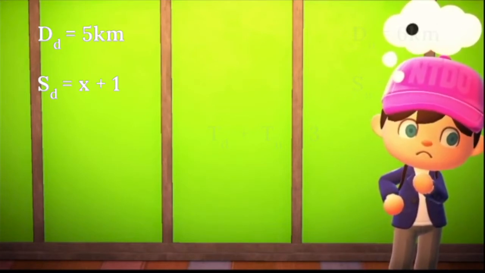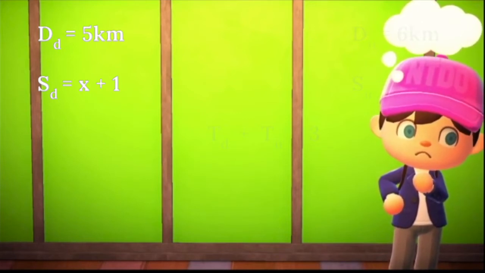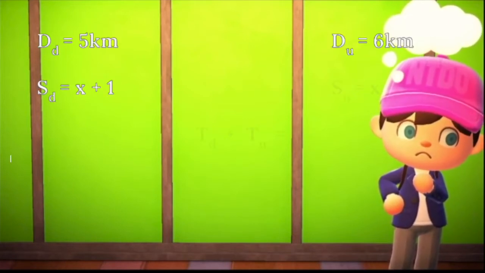Just like how we looked at the distance of Lucas canoeing downstream, the word problem also tells us how far he canoed upstream, which was 6 kilometers. This is represented by the letter d subscript u instead of d. The reason it's u is because he's paddling upstream instead of downstream.